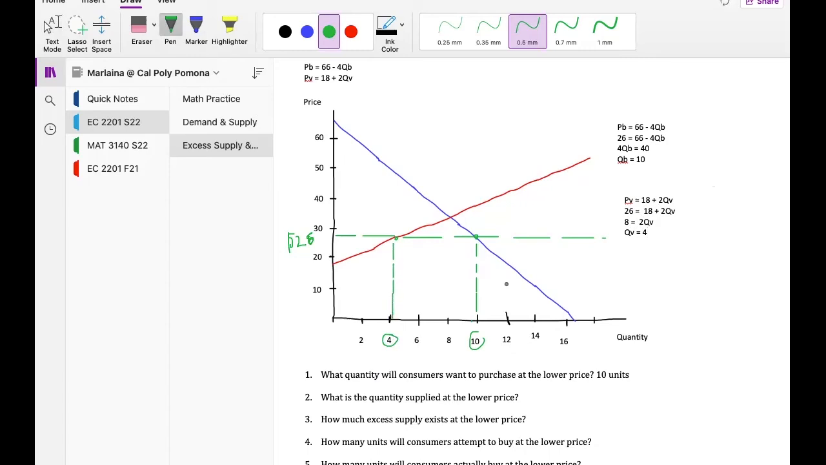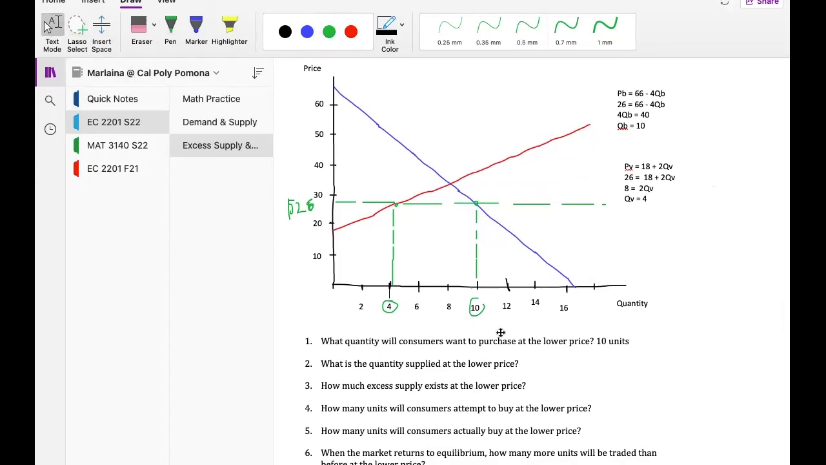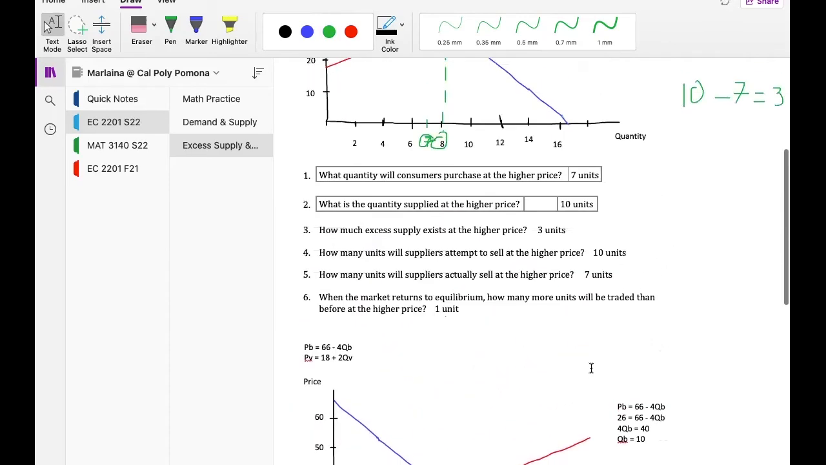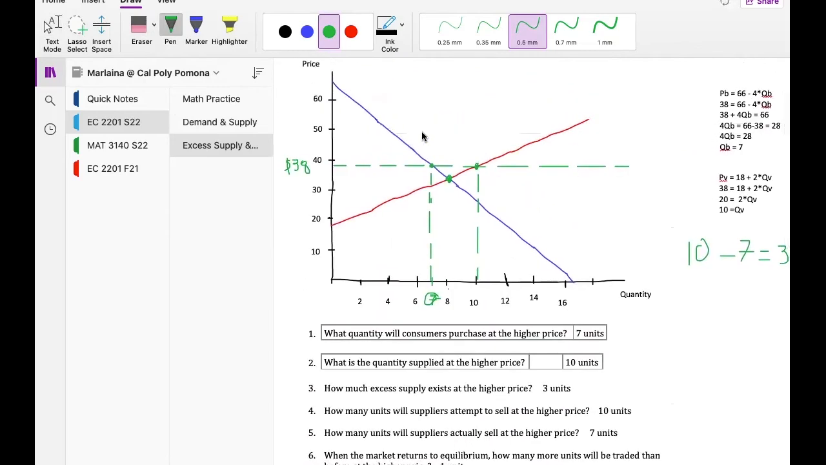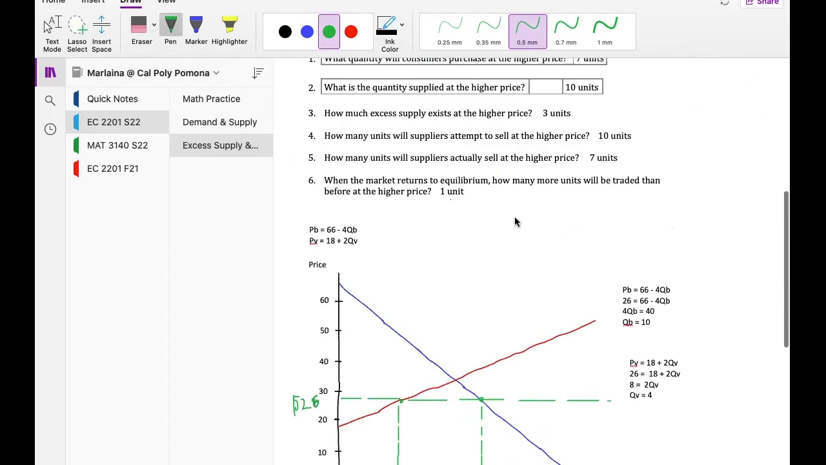But yeah, so our quantity being demanded in this instance is going to be 10 units, and our quantity being supplied in this instance is going to be 4 units. So notice how over here, when we had that price above equilibrium, our quantity demanded was going to be less than our quantity supplied. So here's our QD for quantity demanded and our QS for quantity supplied. Our quantity demanded is going to be less than our quantity supplied.